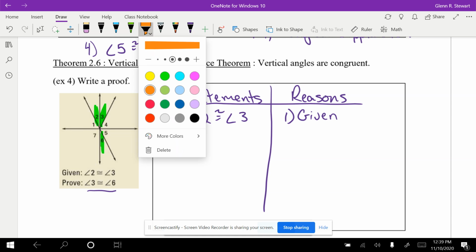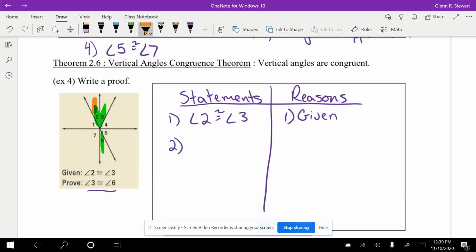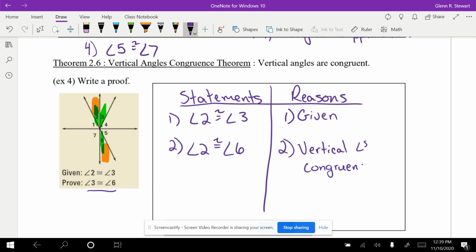Look at the placement of 2 and look at the placement of 6. Angle 2 is also congruent to angle 6. This is based off of the vertical angles congruence theorem, which is just a fancy way of saying that vertical angles are congruent. So then, in order to say that angle 3 is congruent to angle 6, we use the transitive property.